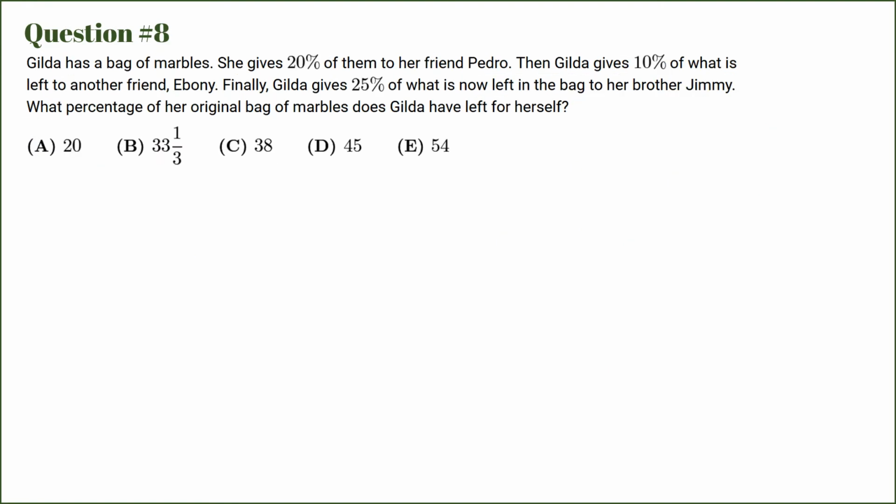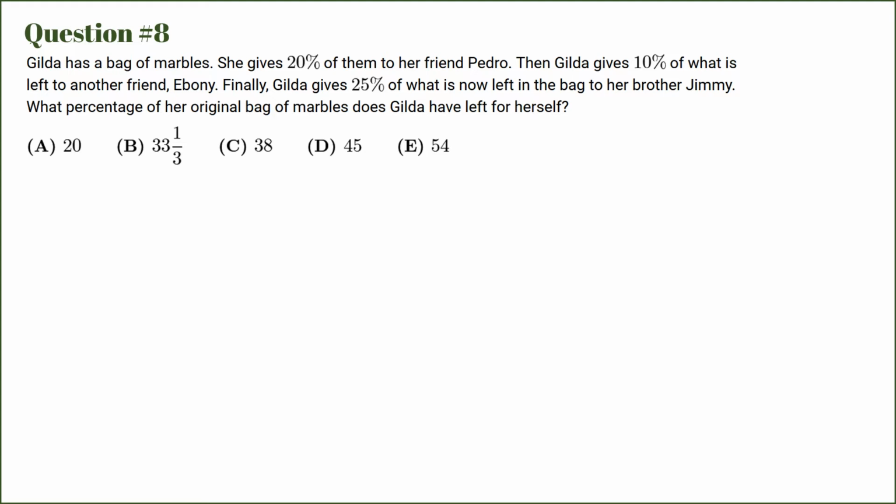Question 8 states, Gilda has a bag of marbles. She gives 20% of them to her friend Pedro. Then Gilda gives 10% of what is left to another friend, Ebony. Finally, Gilda gives 25% of what is now left in the bag to her brother Jimmy. What percentage of her original bag of marbles does Gilda have left for herself?